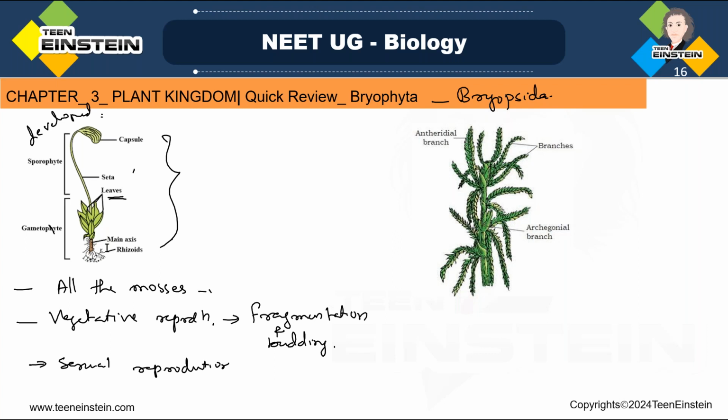And the sporophyte of moss is divided. Here you can see the sporophyte, which is divided into foot, seta, and capsule. Next, the sporophyte of moss is partially dependent, like that of hornworts. That is, it has photosynthetic capacity, or that photosynthetic nature.